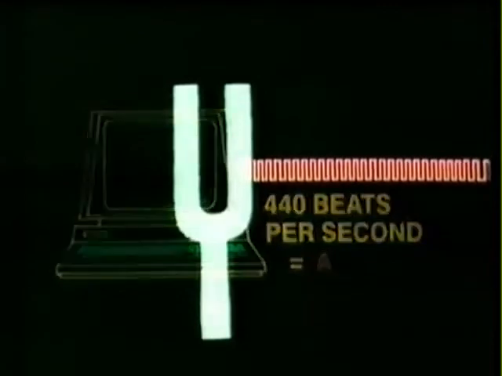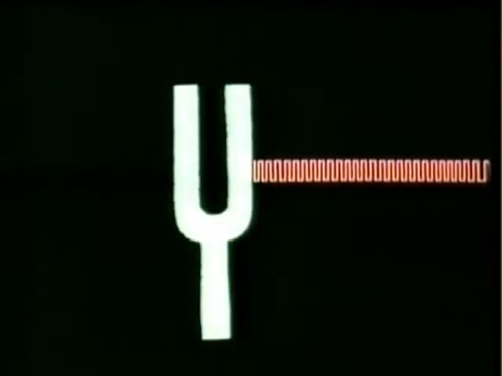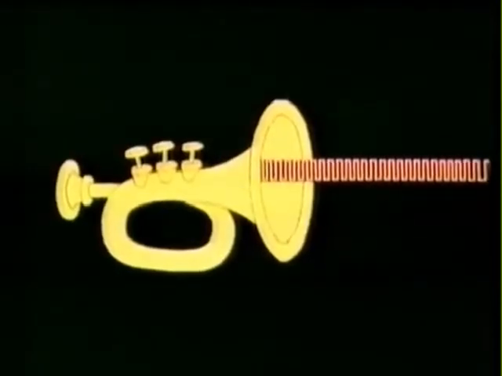For example, if we get the computer to turn a circuit on and off precisely 440 times a second, we will hear 440 blips per second, which happens to be the frequency of the musical note A. And this is exactly how a tuning fork, or a piano, or a guitar, or a trumpet also produces the musical note A, or any other note for that matter. It's all based on vibrations.